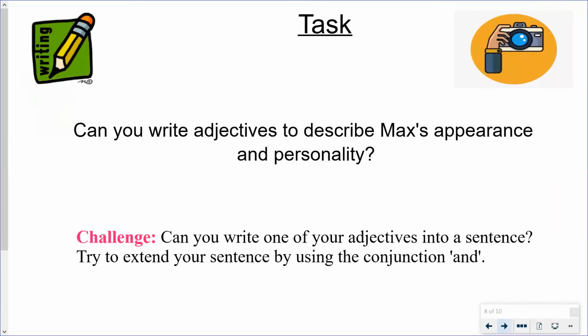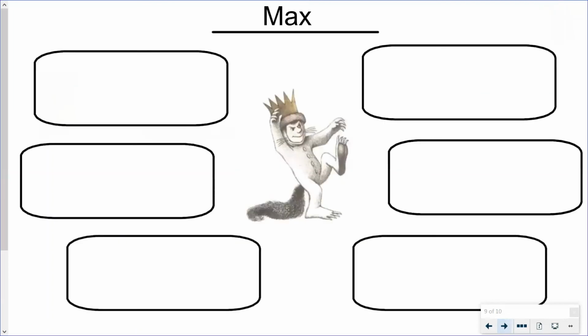Fantastic. So your task today, Year One, is to write adjectives to describe Max's appearance and personality. Your challenge is to write one of your adjectives into a sentence. Try to extend your sentence by using the conjunction and. So you can draw Max in the middle of your home learning book and write some adjectives around him. Then, at the bottom, try to write some sentences to complete your challenge. Remember to take a picture and send your fantastic work to your class teacher.